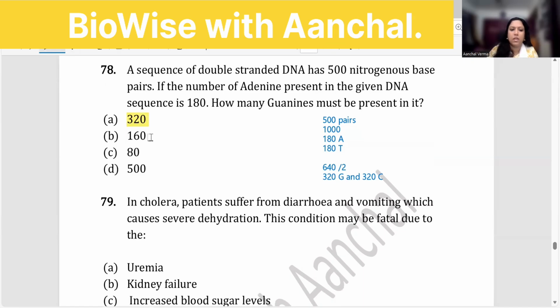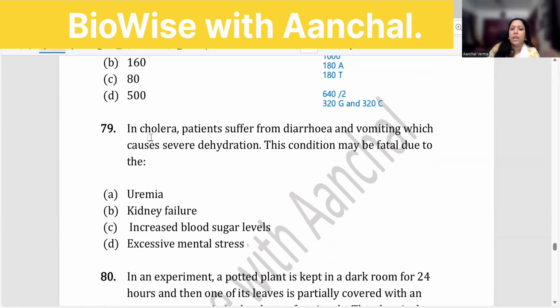Answer is 320. Moving to the next, in cholera, patients suffer from diarrhea and vomiting, which causes severe dehydration. Now, severe dehydration means water content of the body is reduced. If water content of the body is reduced, which hormone is triggered? ADH, antidiuretic hormone. And what is the function?